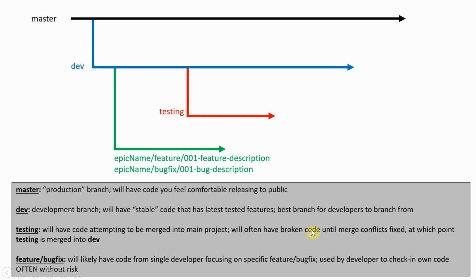At least, like I said, I'm recommending that for a small project of 5 to 6 people. Likely have code from a single developer focusing on a specific feature, bug fix, or task. And this is really just so the developer does not lose their code. Okay, so you can check in. This is kind of like your own temporary branch.